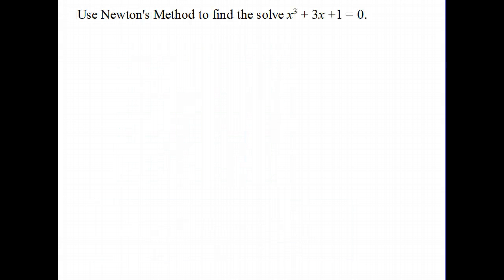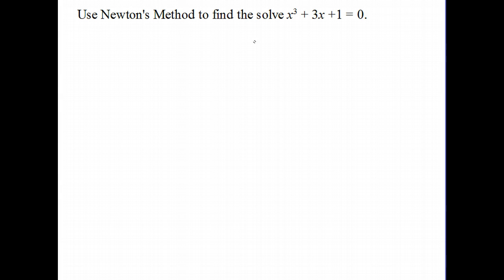If we have x cubed plus 3x plus 1 equal to 0, there's not a nice solution to this equation. In fact, we can't factor it. We can't use any quadratic formula type thing because it's a cubic and it's not in a nice form that we can just solve. So we're going to use Newton's method to do this.